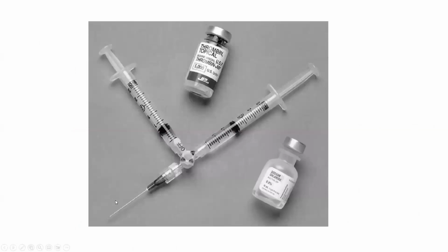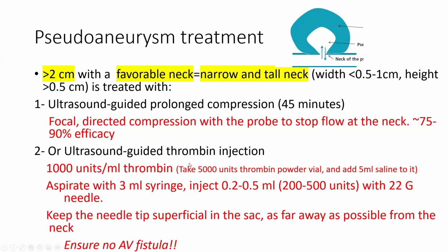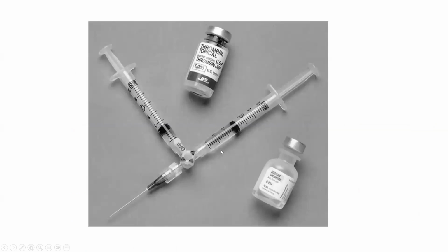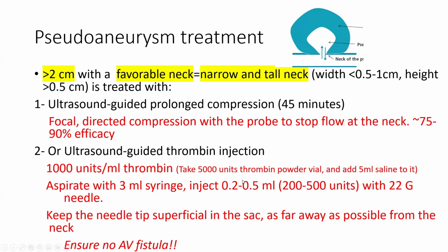And you aspirate that solution with a 3 milliliter syringe, and you inject very little. You inject 0.1 to 0.5 milliliter of that solution, which is 100 to 500 units, with a small 22 gauge needle. And you inject that at the surface of the pseudoaneurysm, as far away as you can from the neck.